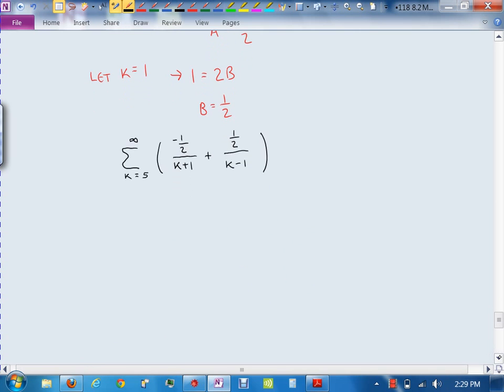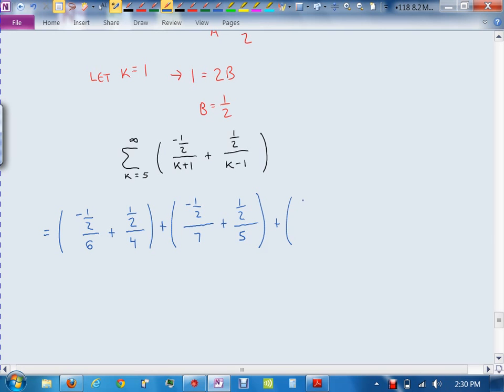So let me write out some of these terms. And what I'm hoping for is the collapse. So start out at 5. What would you get? Negative 1/2 over 6. I'm not even going to simplify that. Plus 1/2 over 4. Plus, now, negative 1/2 over, k is 6 now, right? 7, plus 1/2 over 5. Uh-oh.